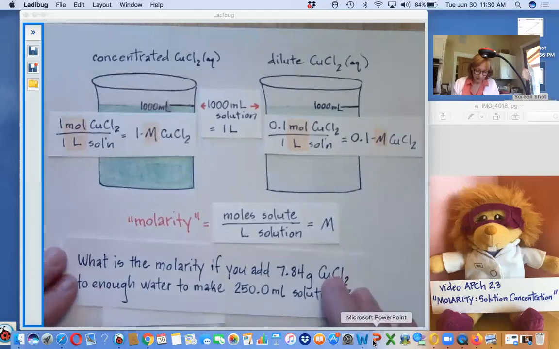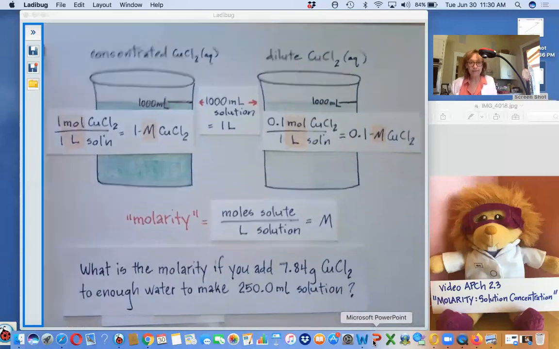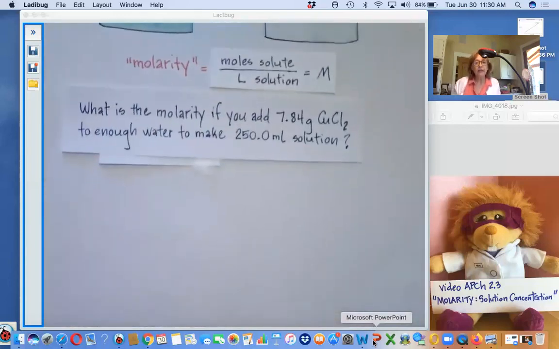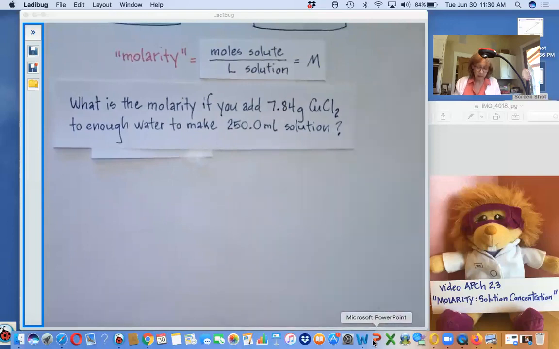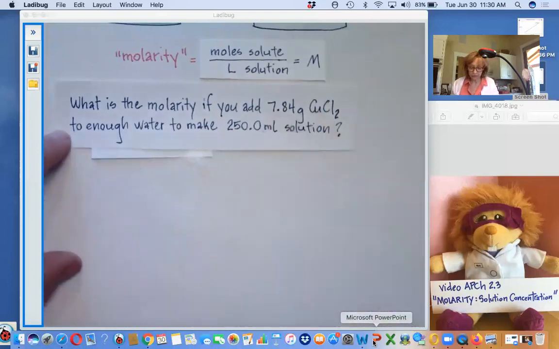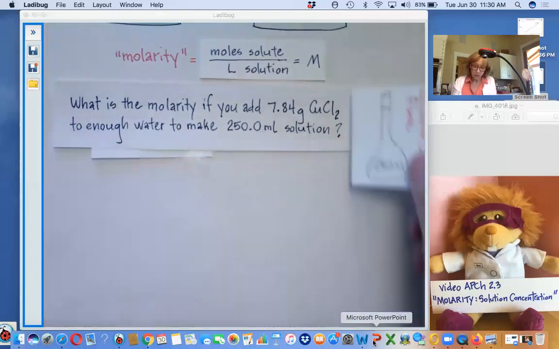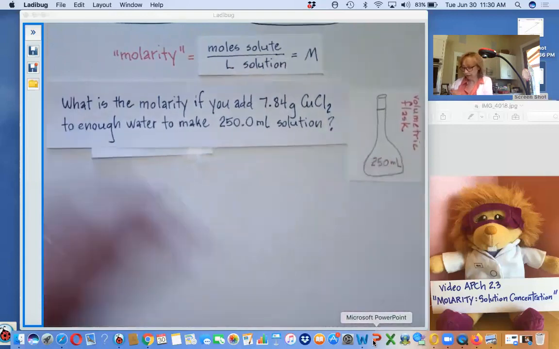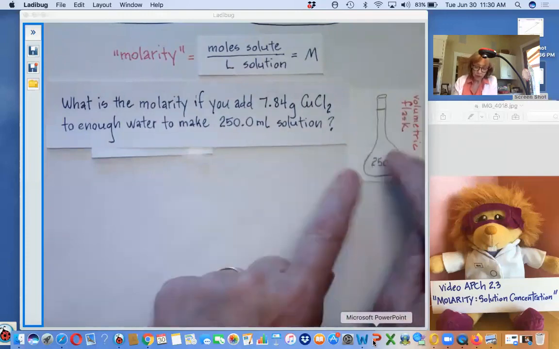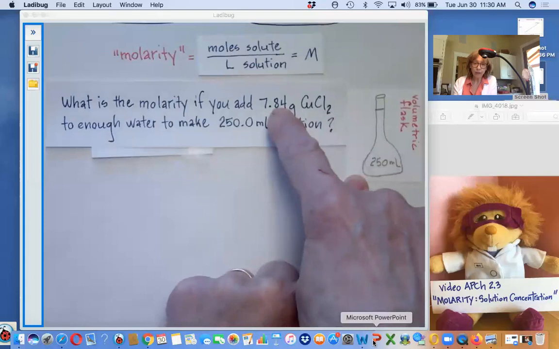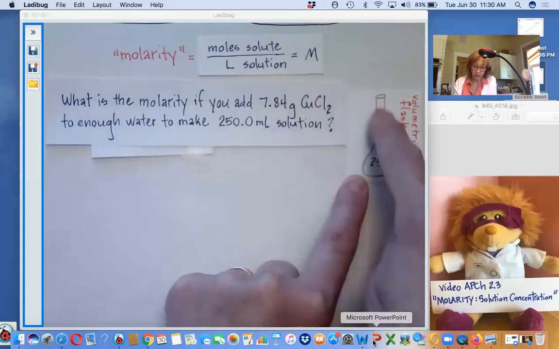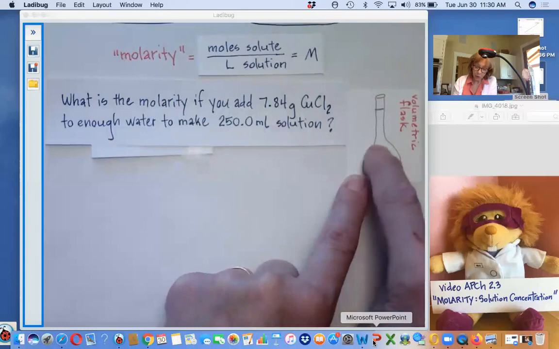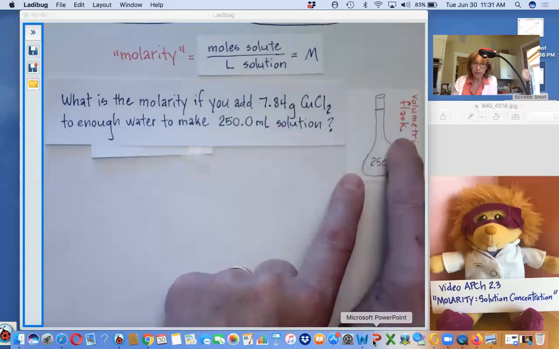Okay, so here's the question. What's the molarity if you add 7.84 grams of copper chloride to enough water to make 250 milliliters of solution? Okay, so we're going to use this funny looking flask called a volumetric flask. And to this flask, we're going to put in 7.84 grams of copper chloride, and then we're going to fill up with distilled water until the total solution comes up to that etched line. That's what this type of flask is for.